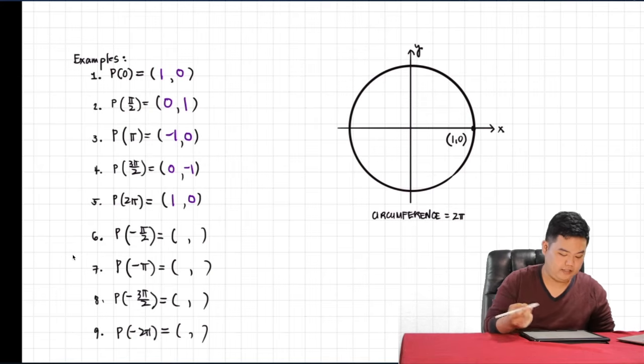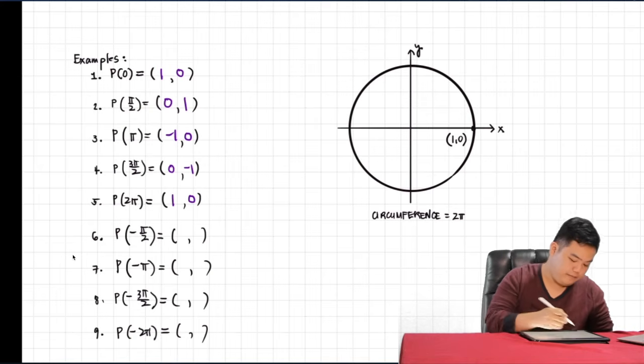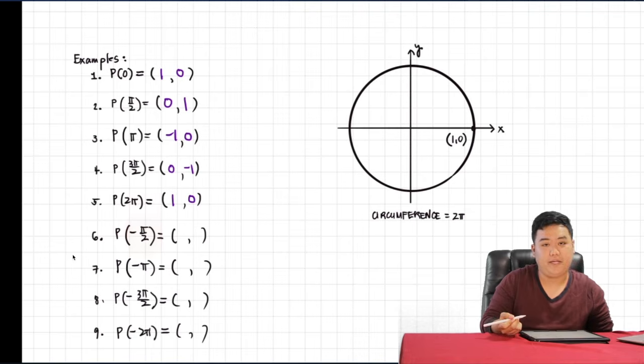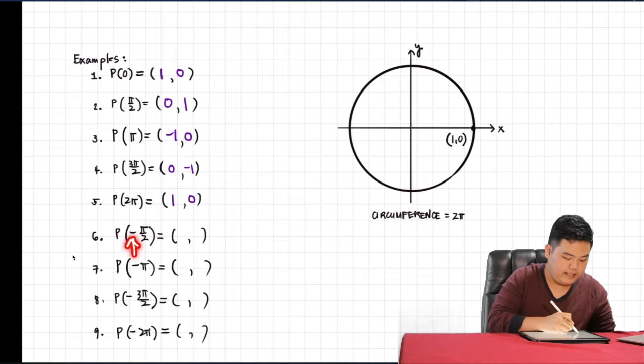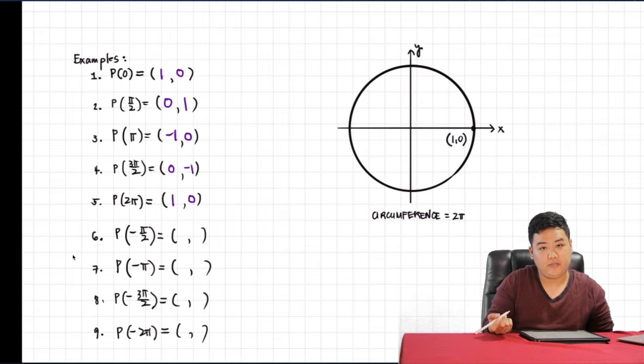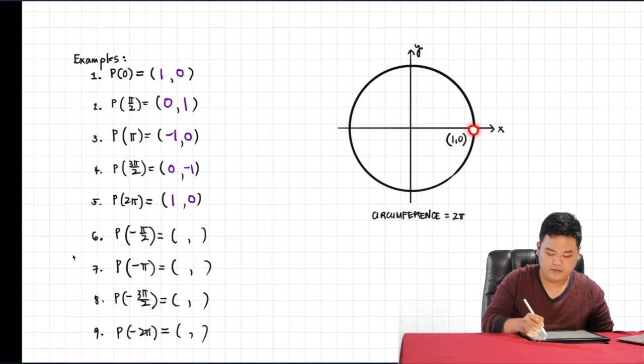Okay, punta naman tayo dun sa mga negative. For example, P of negative pi over 2. The negative indicates yung direction kung paano natin ititrace yung point from (1, 0). So, negative, magtitrace tayo clockwise. So, pi over 2, sabi natin, 1/4 ng unit circle. 1/4 ng circumference ng unit circle. So, trace natin from here. Tapos, clockwise kasi negative. So, dito tayo mag-end up. And this point is (0, -1).